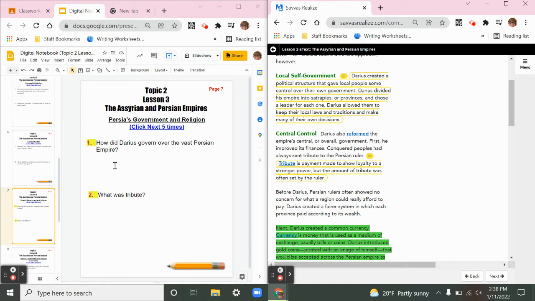Number 1, how did Darius govern over the vast Persian Empire? You will find that answer under this local self-government. I have it circled in yellow. Find that answer and come on back when you are finished.